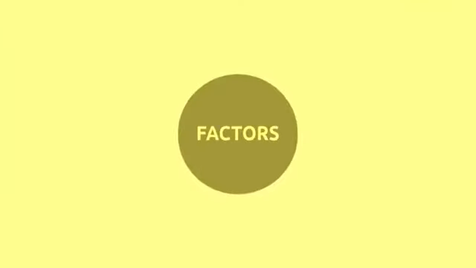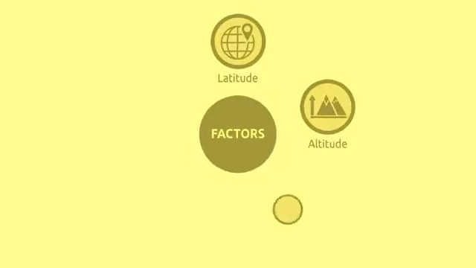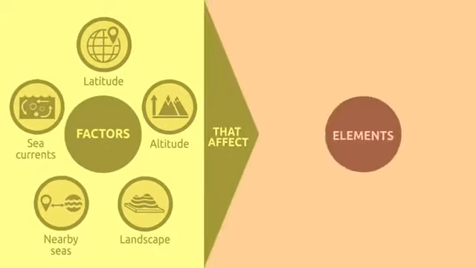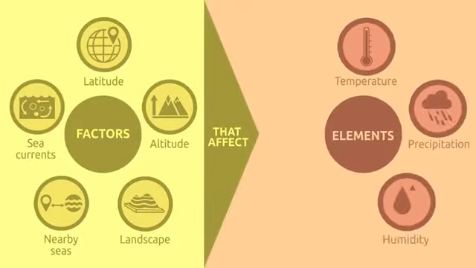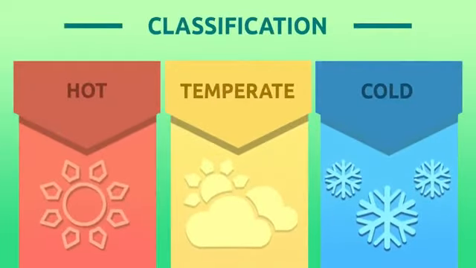The factors that affect the climate are latitude, altitude, landscape, nearby seas, or sea currents. Because of these factors, the elements that make up the climate, temperature, precipitation, humidity, pressure, or winds, vary from one place to another. Did you know that there are different types of climates on Earth?